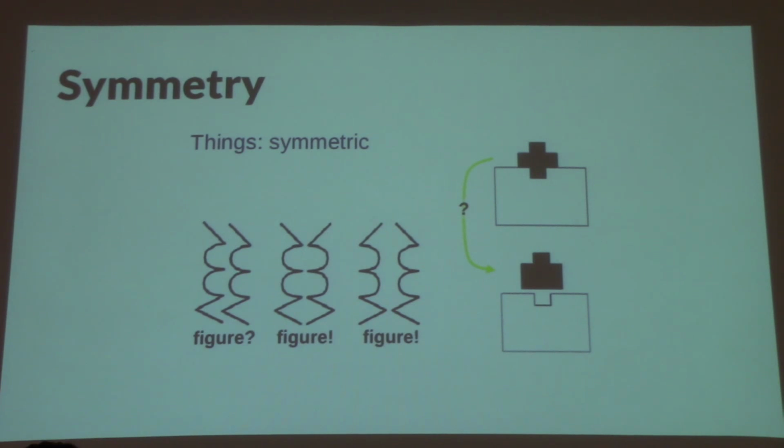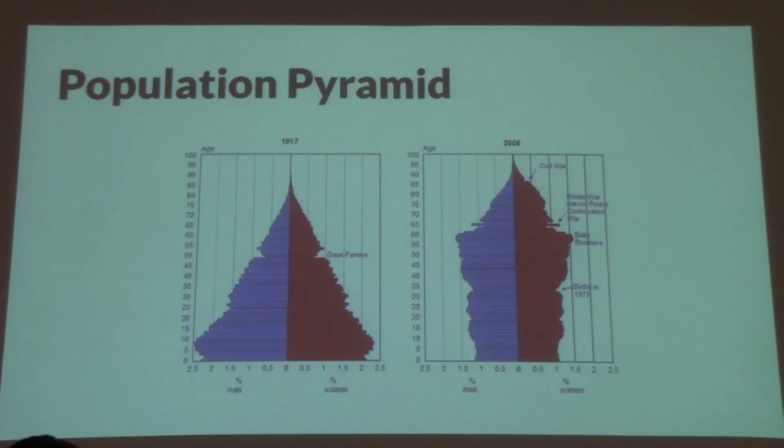Symmetry is important. So this somehow doesn't quite look right to us. This is clearly a figure and this is clearly a figure. And we're really good at spotting mistakes in symmetry. I'll have an example here. And again, a figure and ground example. So we assume that things are symmetric like this. We don't assume that this would be shaped like this.